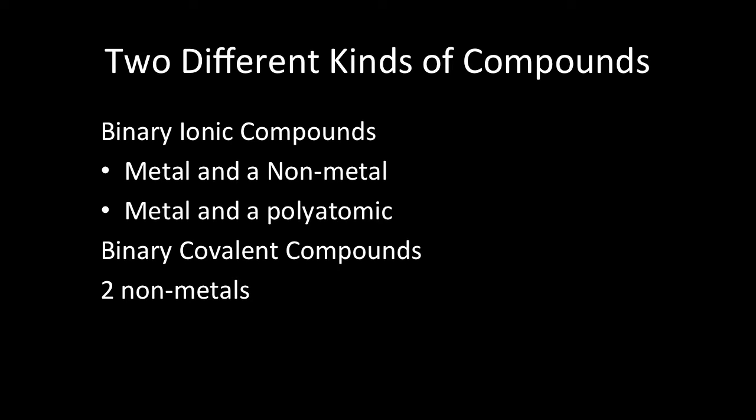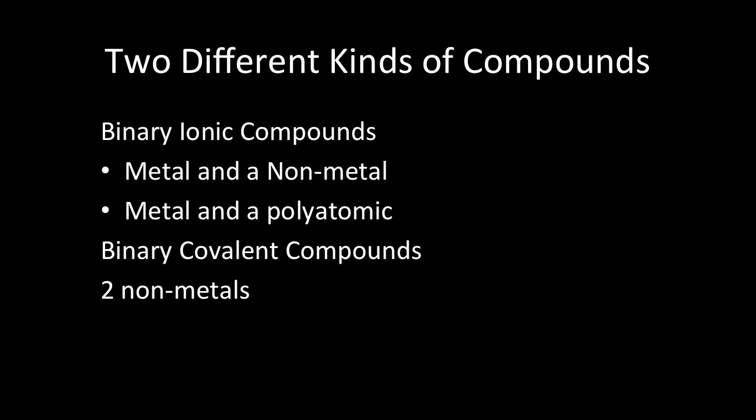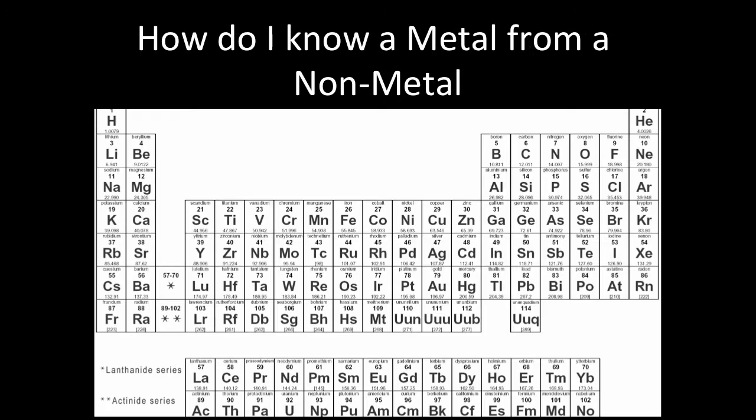So in order to identify an ionic compound, I'm going to see that one of the elements is a metal and the other element is a nonmetal. Or I could also see that one of the parts of this two-part compound will be a polyatomic ion. The other kind of compound is a binary covalent compound. Binary covalent compounds, instead of being made out of a metal and a nonmetal, are made out of two nonmetals.